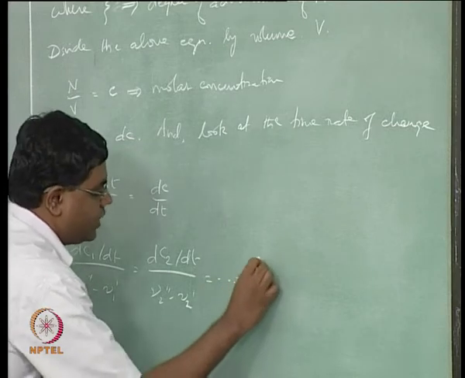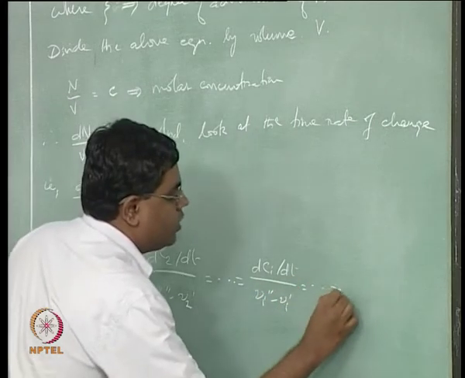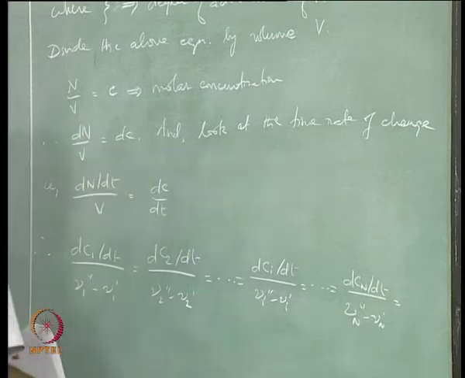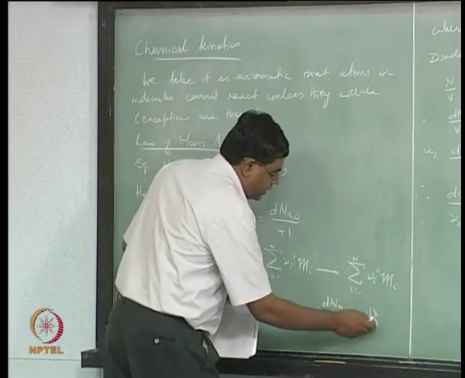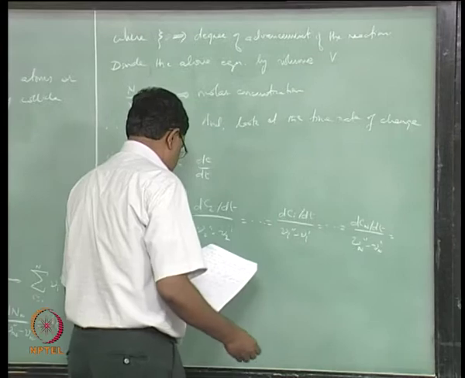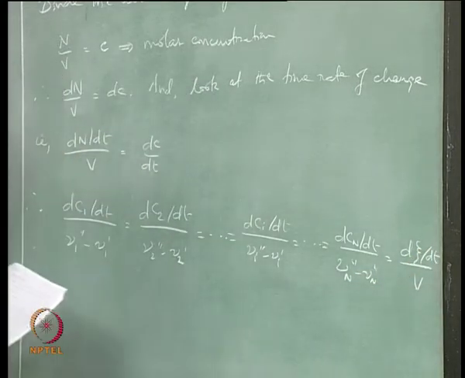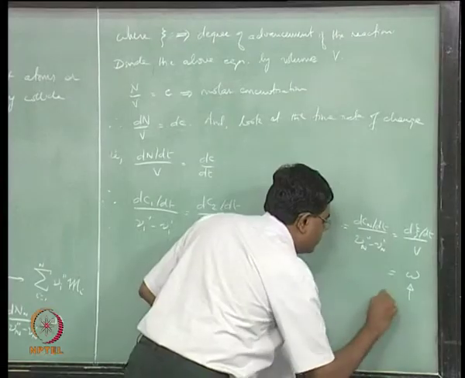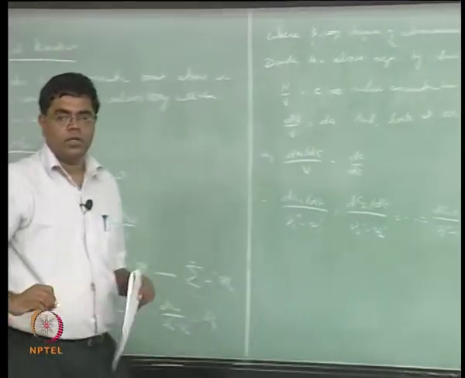For the general case of the ith species, dci over dt divided by nu i double prime minus nu i single prime, up to dcn over dt divided by nu n double prime minus nu n single prime. So what happens finally? You now have d psi over dt divided by volume. So this is what we would like to call omega, which stands for the reaction rate.